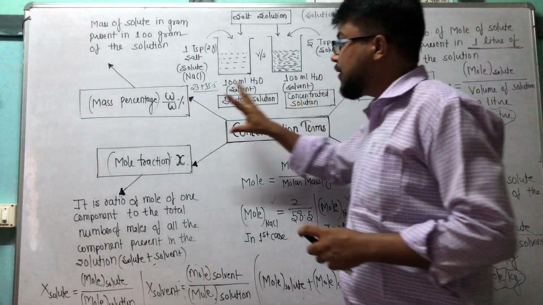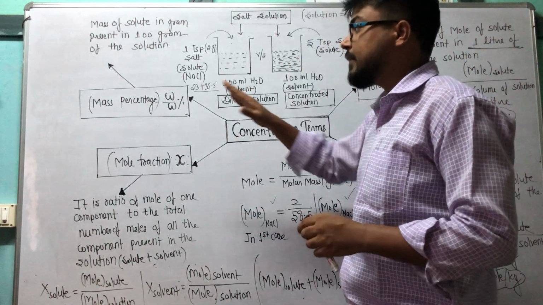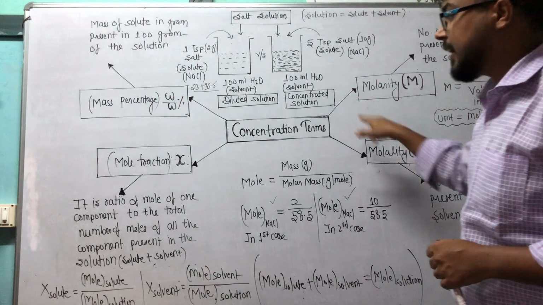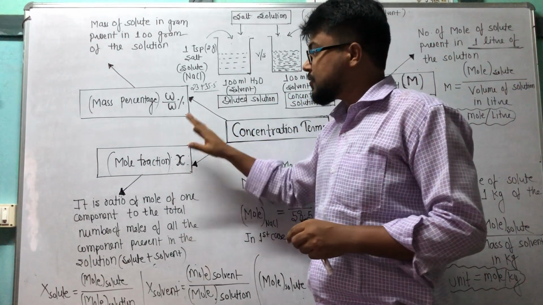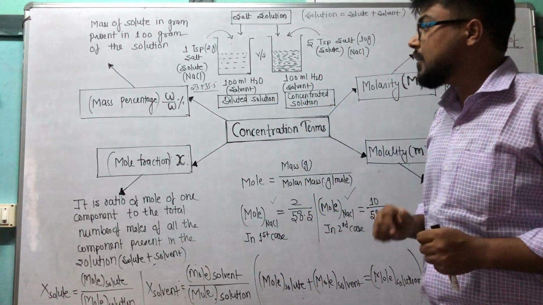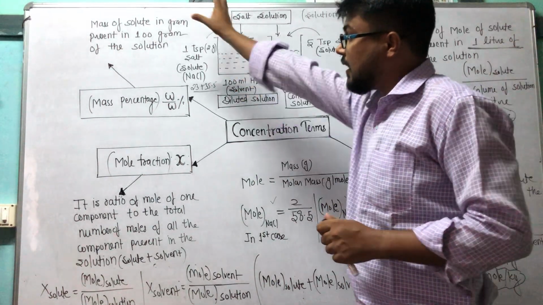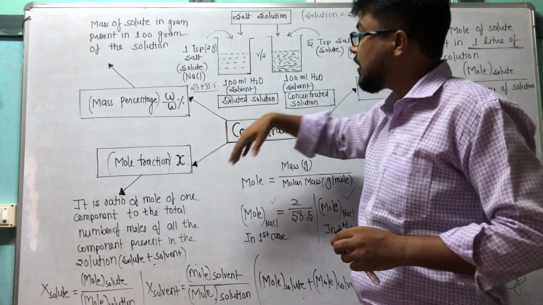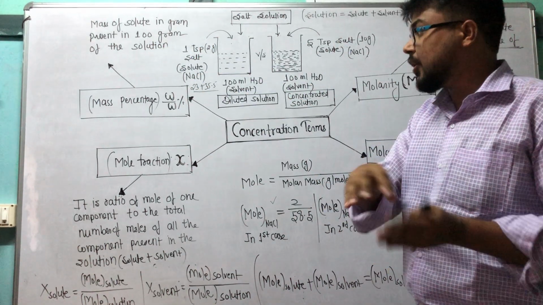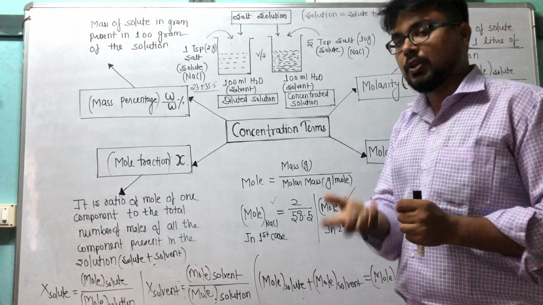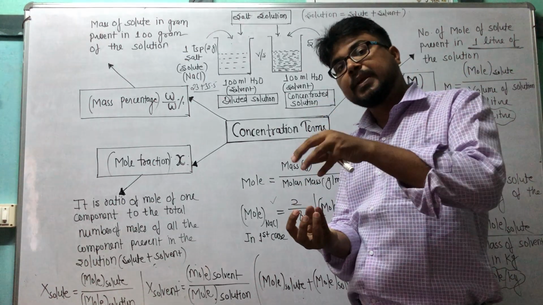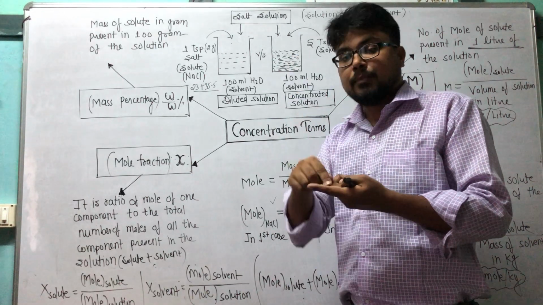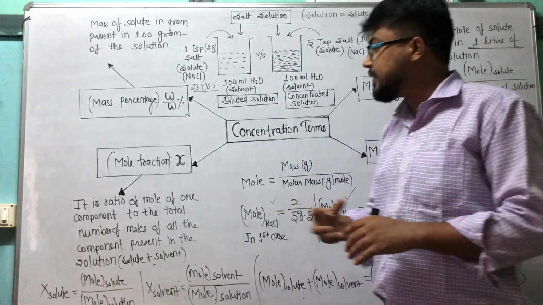And for this term we will use 4 parameters. Number 1 mass percentage, number 2 molarity, number 3 molality, and number 4 mole fraction. Students, one thing is very common here: the amount of solute, whether it is in mass or in mole, is dissolved in solvent or solution. Means solute is going to be added in that particular solvent or solution, whether in mole or in gram. So we will see one by one.